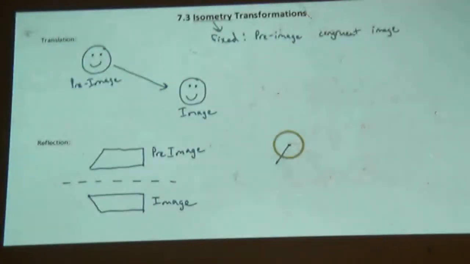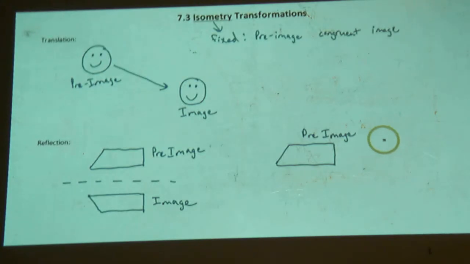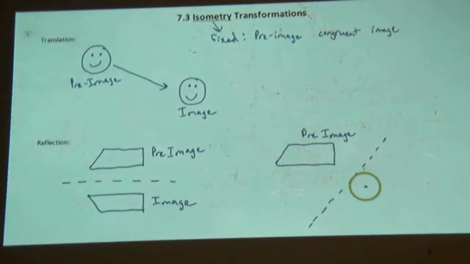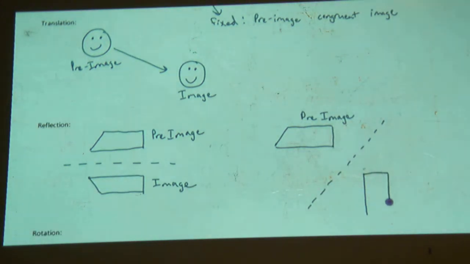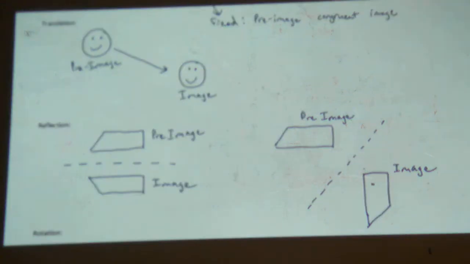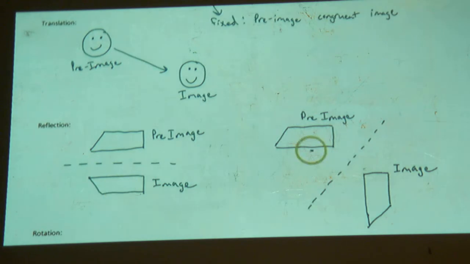Now be careful. A reflection can look like a rotation depending on the line of reflection. If I have a line of reflection that looks like this, when I flip this pre-image over the line of reflection, I end up with an image that looks like this. Now this looks like it should be a rotation, but if you look, these two are reflections of each other. You might have been taught that a reflection is a flip, and the mathematical term for a flip is a reflection.